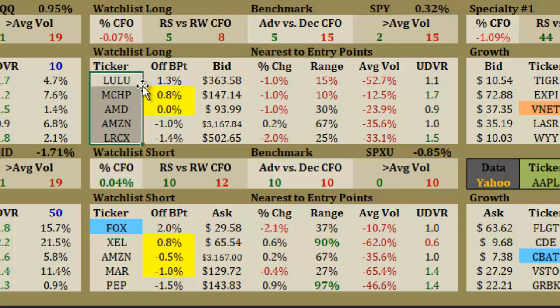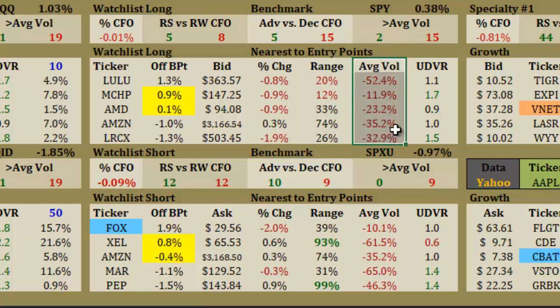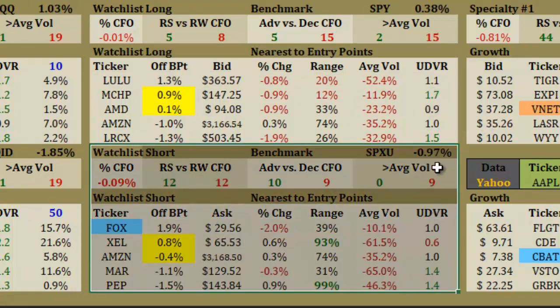It'll show your ticker, the percent off your buy point, or your pivot point, or your entry point. They all mean the same thing. The bid for that corresponding ticker, the percent change for the day, where it is in the range. If it's near 95, it's near the high of the day. If it's near 10, it's near the low of the day. It will also show the above or below average volume for that individual ticker, and the last column is up-down volume ratio. The short watch list has the exact same structure.